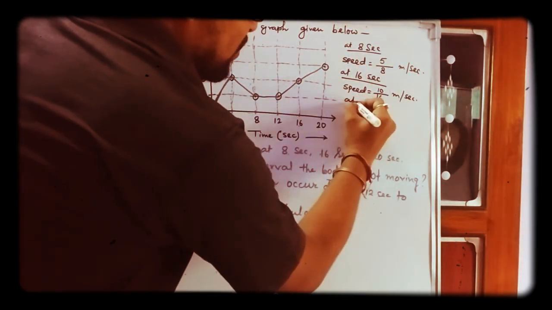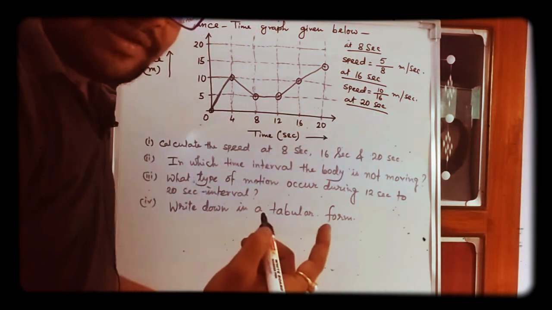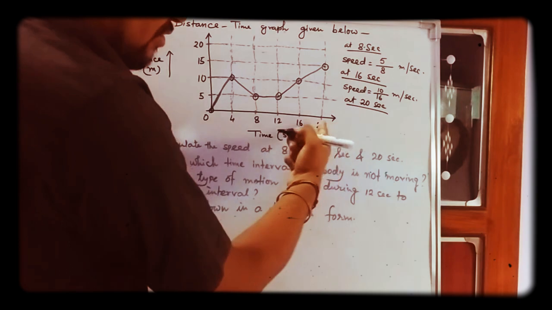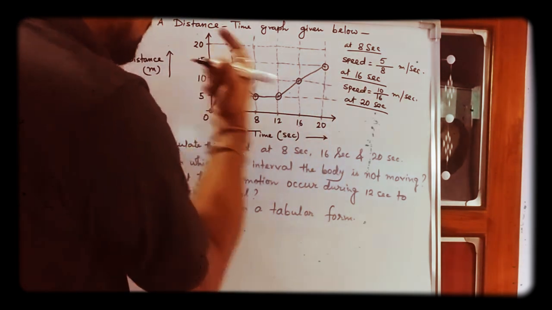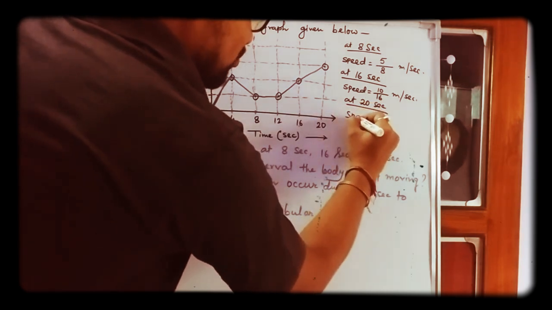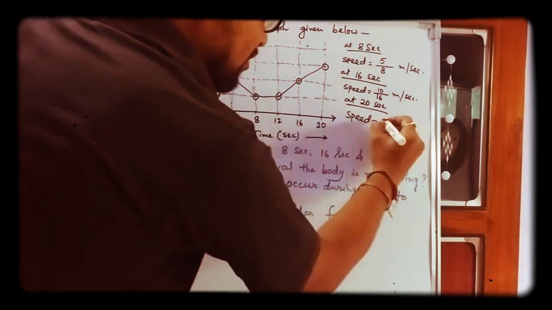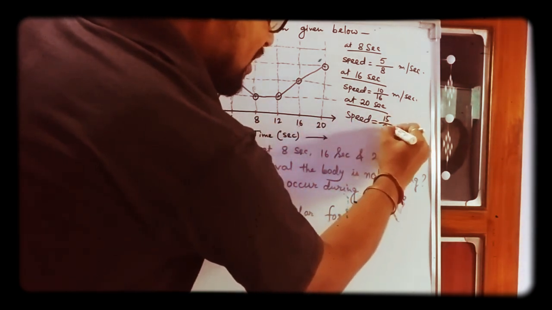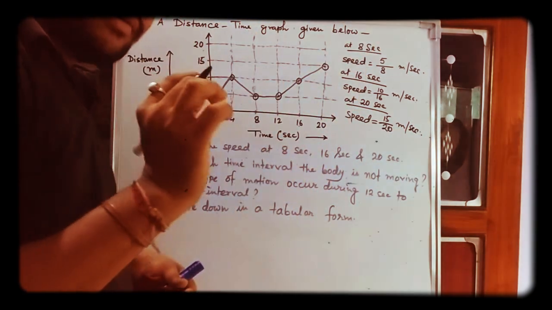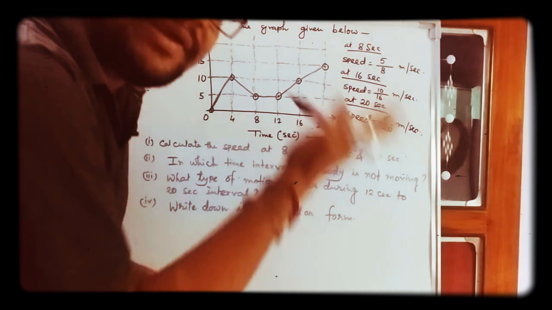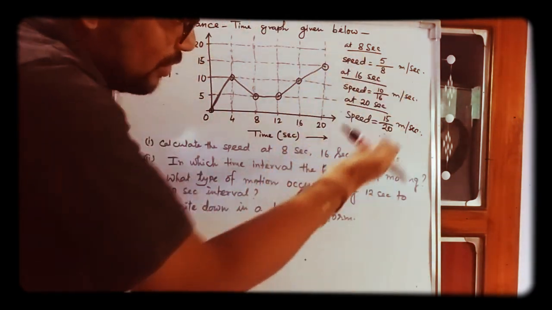in each time interval. Now at 20 seconds you can calculate in a similar way. This point is 20 seconds, and what is the distance traveled? The distance traveled at this point means 15. So at 20 seconds, speed equals distance by time. The distance is 15 and the time is 20, so 15 by 20 meters per second. Do you understand? Very easy and interesting also. So from the graph you can calculate speed also. If only the graph is given, you have to calculate speed. This is the way you have to solve.